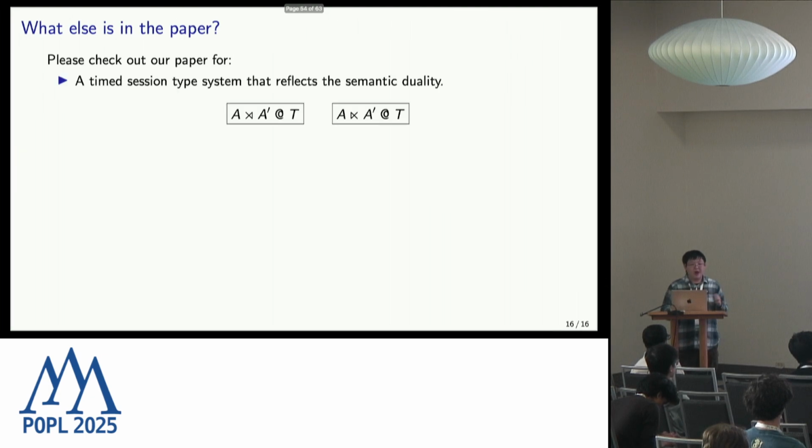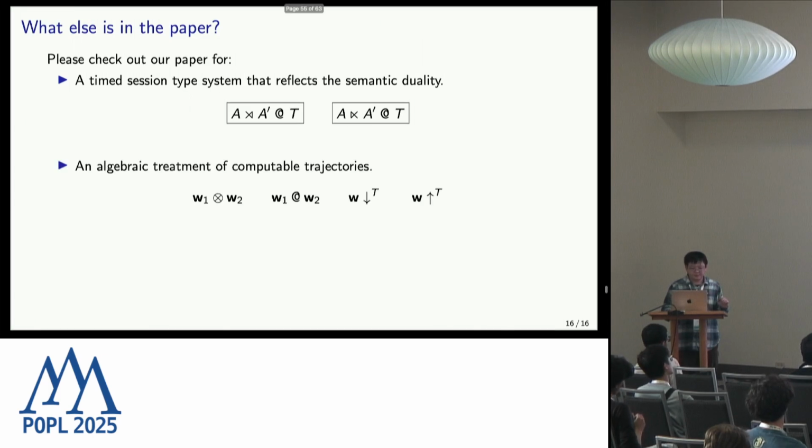What else is in the paper? We have a type system set up that matches very closely with the semantics. You can see how we go from semantics and internalize all these semantic properties into syntax using a type system. And we have these compatibility judgments that allow you to move a type between the stronger star guarantee to non-star guarantee and back and forth. And we also have a pretty algebraic treatment of how we manipulate computable trajectories. These are the biggest part in our proof. These algebraic operations contribute a lot.